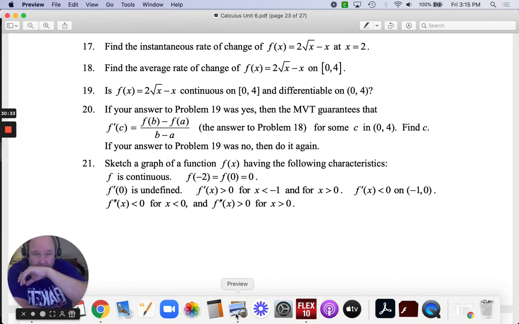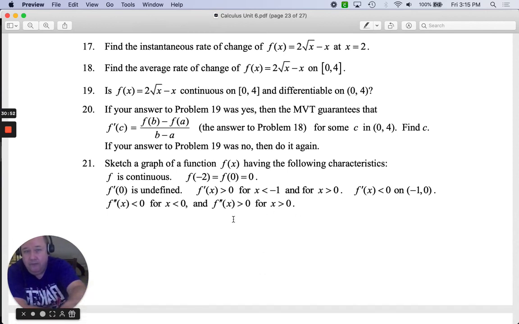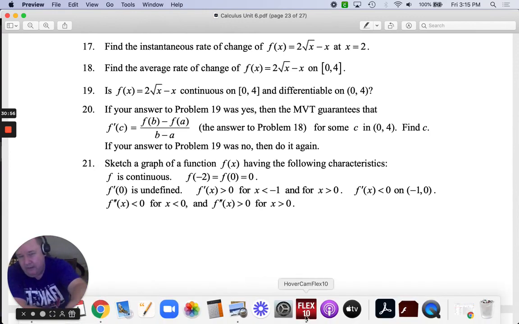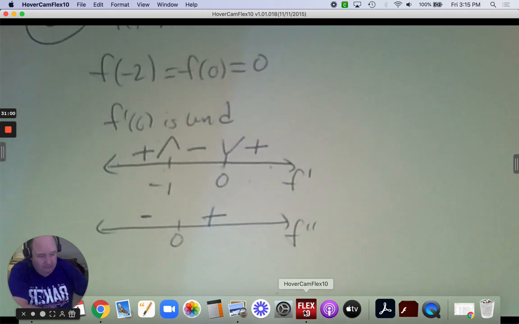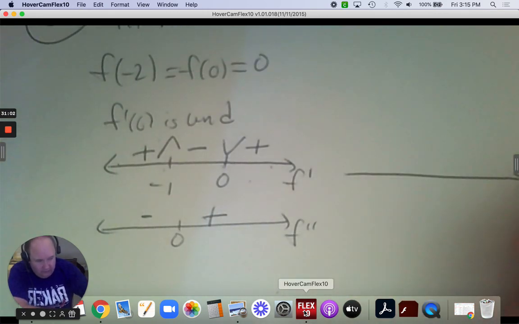What else do I know? Concavity. The second derivative is less than 0 for x less than 0. So I'm going to draw a number line for the second derivative. I'll put 0 on there. When x is less than 0, the concavity is negative. When x is bigger than 0, the concavity is positive. And then can you sketch with that information? So try to be a good reader. This is the information I gleaned from it. So now I'm going to draw a graph based on it.